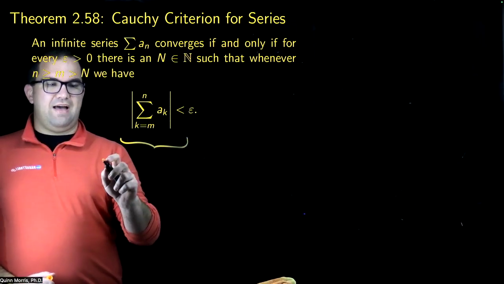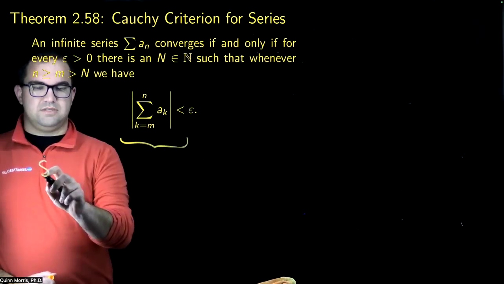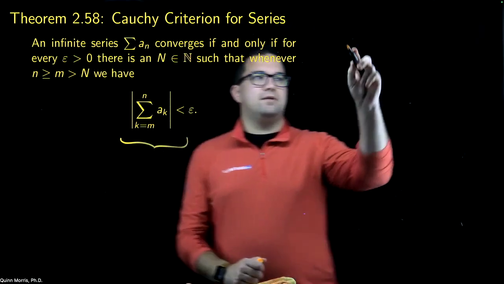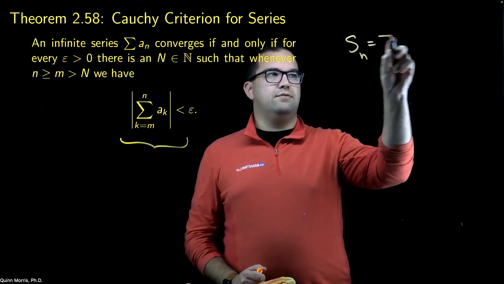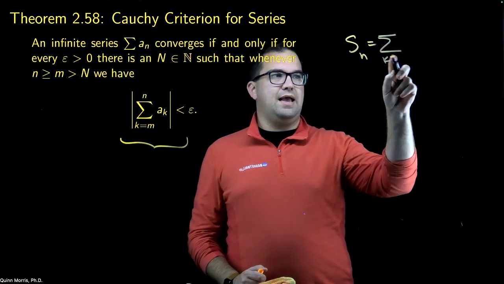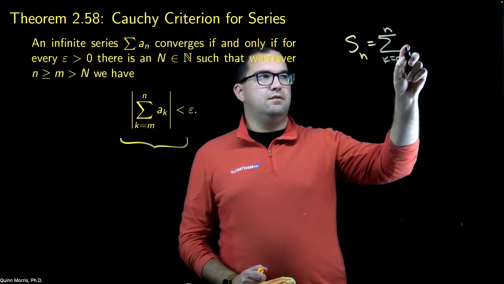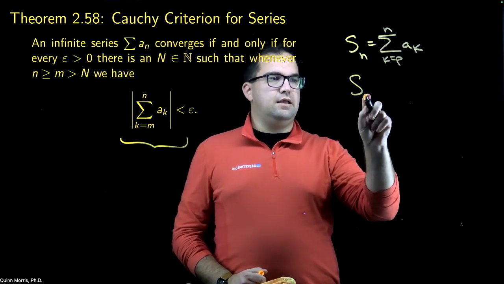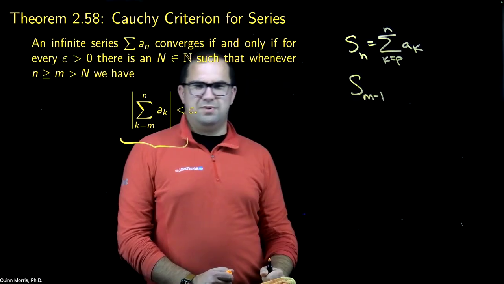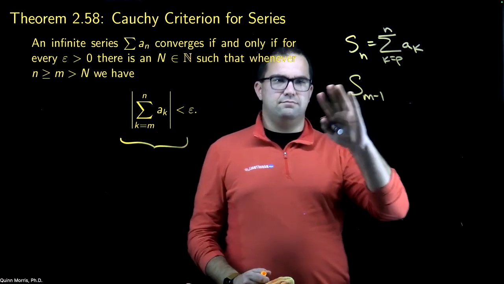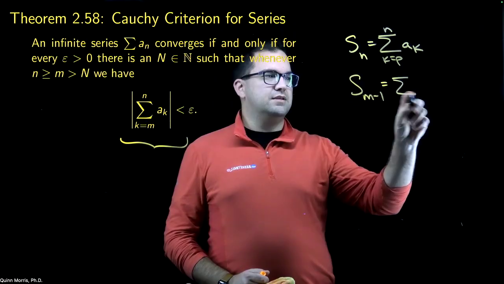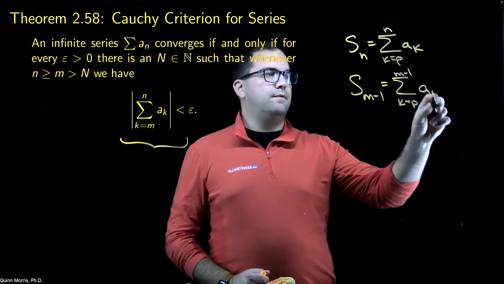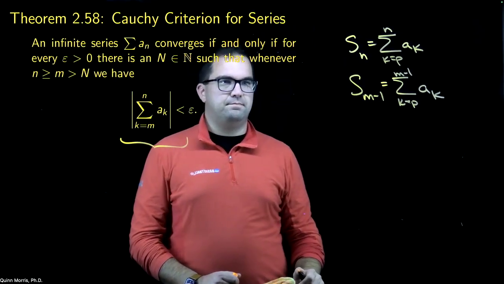Now this looks maybe strange, but if we examine the term on the left-hand side, what we see is that, if I think about the sequence of partial sums S sub n, let me write this over here, this would just be the sum from k equals some number p up to n of the a sub k's. I could also think about the m minus first. You might be saying, who cares about that? Just stick with me for a second. This would be the sum from k equals p up to m minus 1 of a sub k.